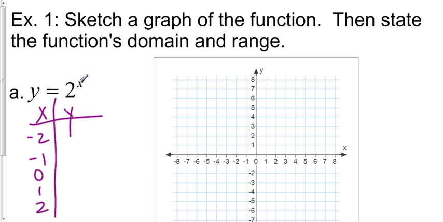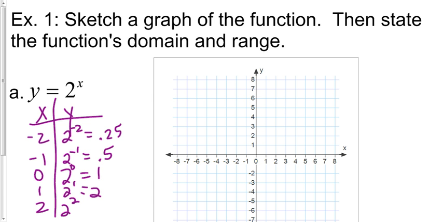So 2 to the negative second power gives me 1/4 or 0.25. 2 to the negative first power gives me 1/2 or 0.5. Anything to the 0 power is 1. 2 to the 0 power is 1. 2 to the first is 2, and 2 squared is 4. So now we have 5 solid points that we can graph. I'm going to start with -2, 0.25. -1, 1/2. 0, 1, there's your y-intercept. 1, 2, and 2, 4.